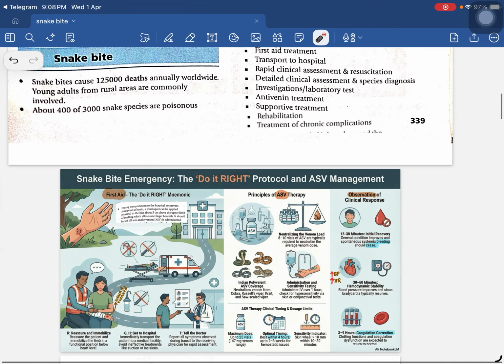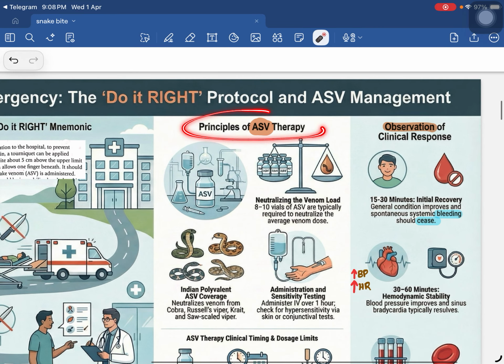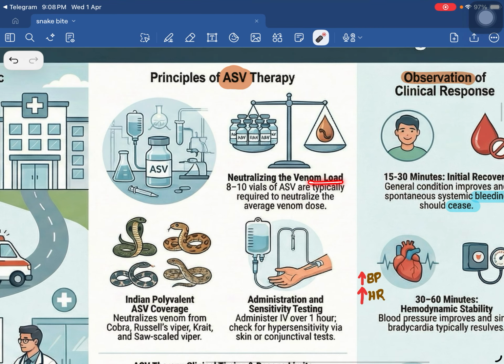Antivenin treatment. Now coming to the ASV therapy. Principles of ASV therapy: neutralizing the venom load, that is, 8 to 10 vials of ASV are typically required to neutralize the average venom dose.